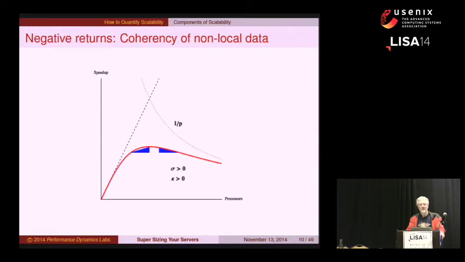But it can be even worse than that. You can have negative returns. And this has to do with what I call coherency factors, and that means the time or the penalty taken to make non-local data consistent across all of the resources where it's residing. So these are some of the factors in scalability. So basically linearizing, falling away from contention, getting worse and heading for a saturation limit, and then possibly even taking a nosedive due to coherency effects.